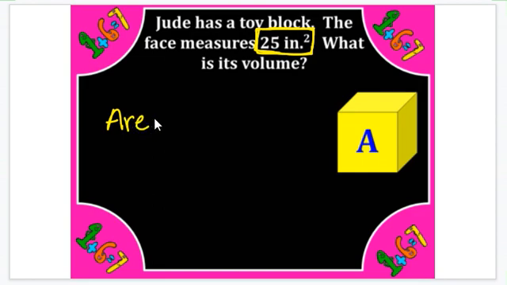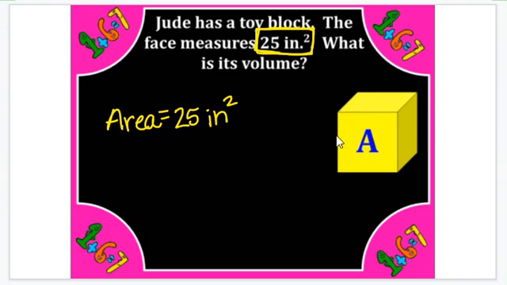So we know the area of each side of this square, or each side of this cube, is going to be 25 inches squared. So that means that the face of this toy block has an area of 25 inches squared, and so this side would also be, and the top would be, and the bottom, and the left, and the back. All of the sides are going to have an area of 25 inches squared.